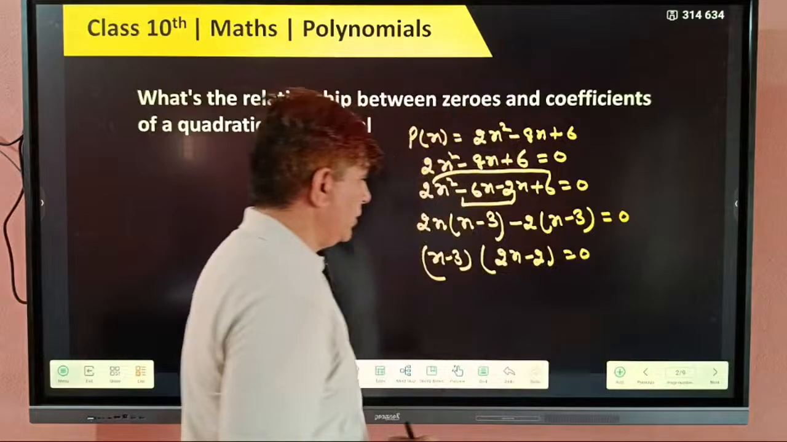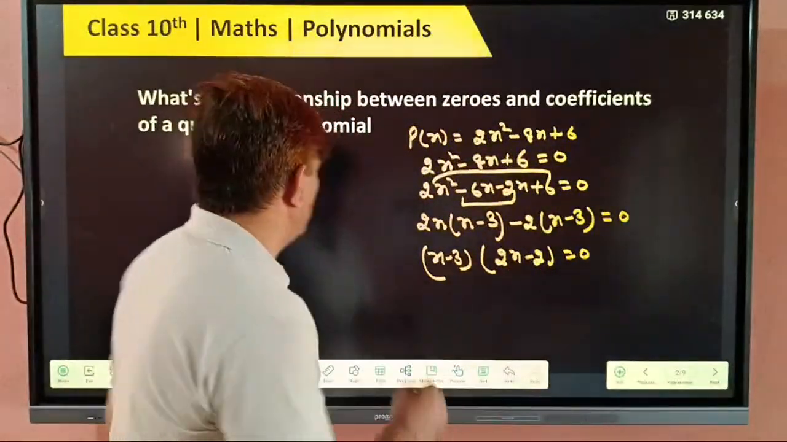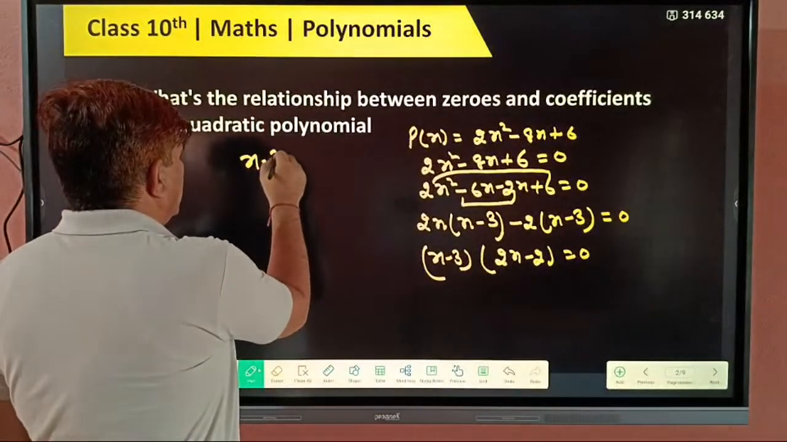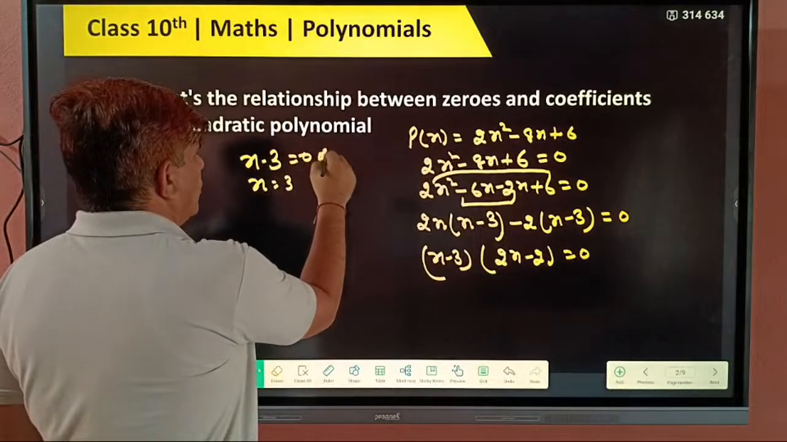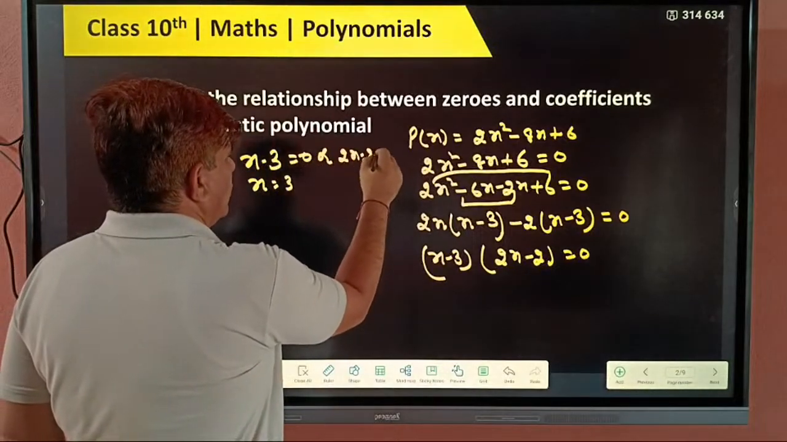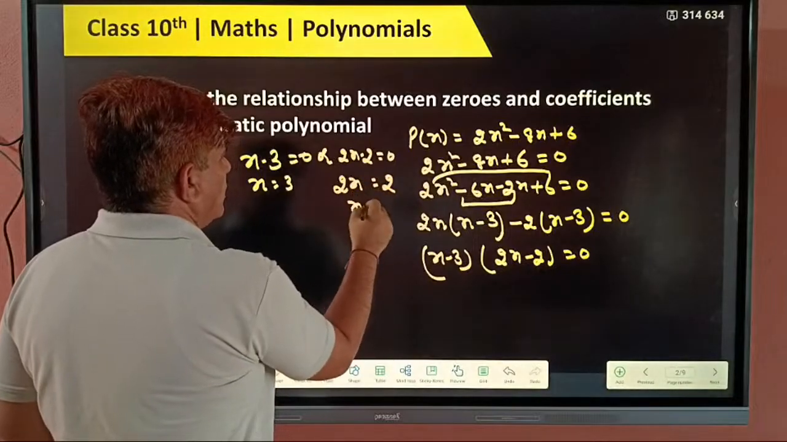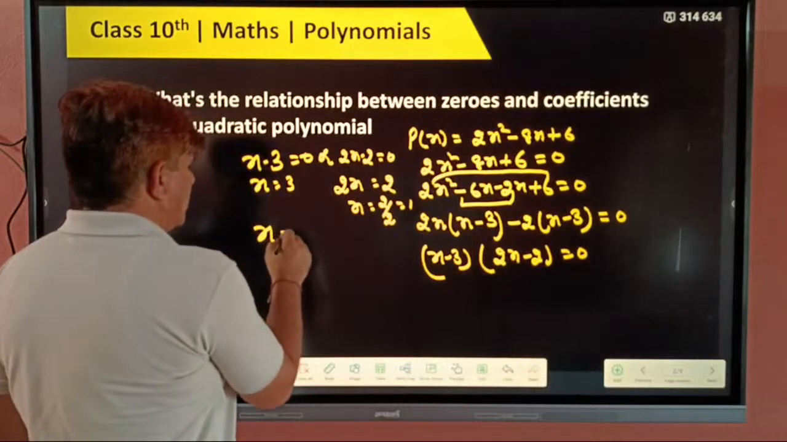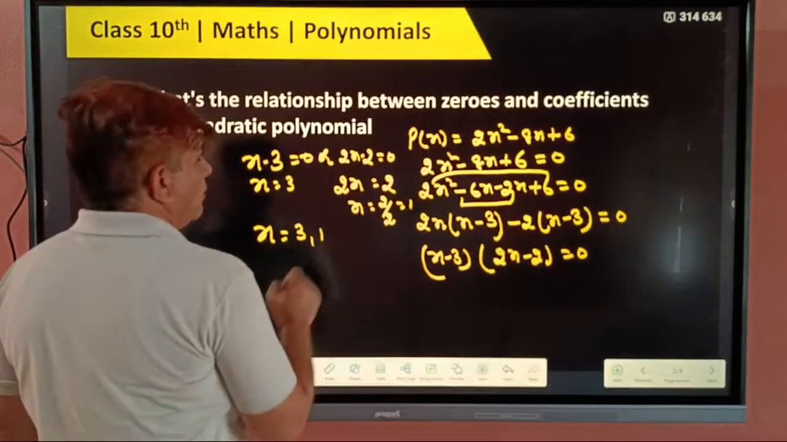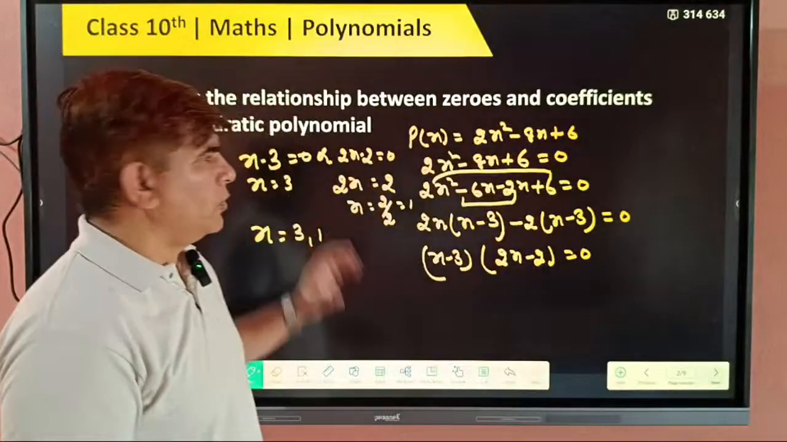So what is its meaning? This equal to 0, or this equal to 0, or both equal to 0. So x minus 3 equal to 0, so x equal to 3. Or 2x minus 2 equal to 0, so 2x is equal to 2, x is equal to 2 by 2. What's that? 1. So x is equal to 3 and 1. 3 and 1 are the zeros of this quadratic polynomial.